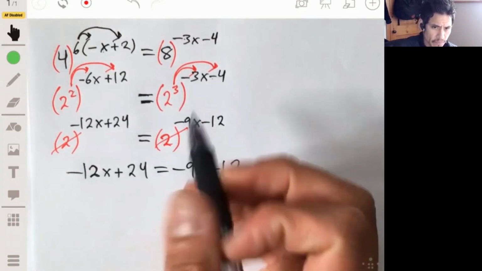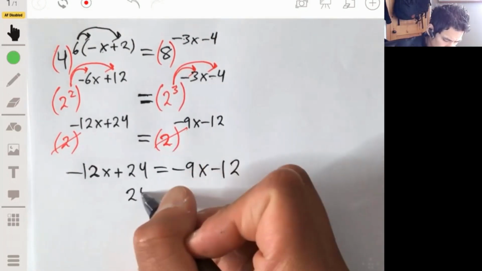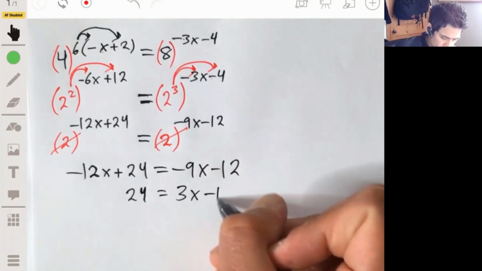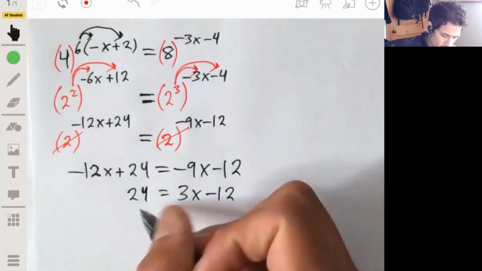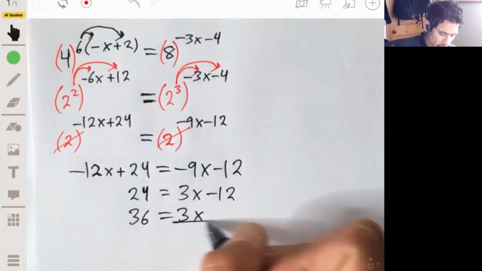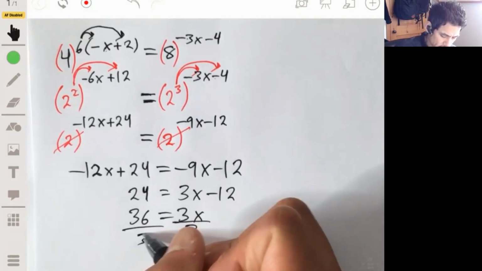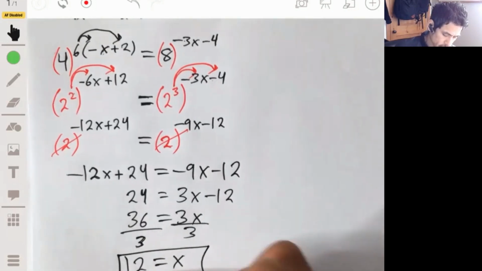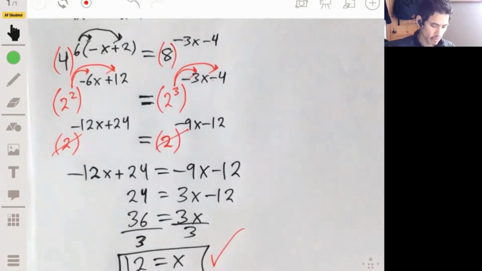Add 12x to both sides. We get 24 equals 3x minus 12. Add 12, we get 36 is 3x. Divide both sides by 3, and we get that 12 is equal to x. No problem.